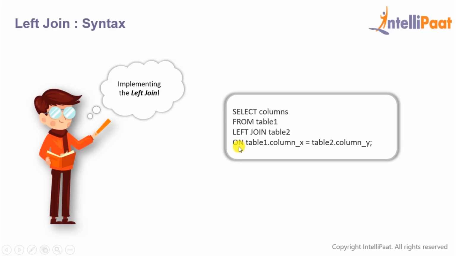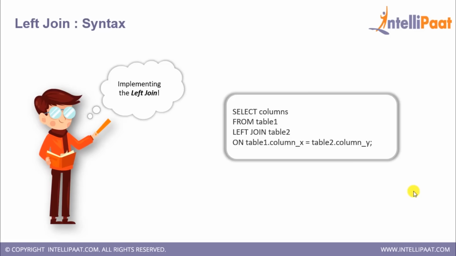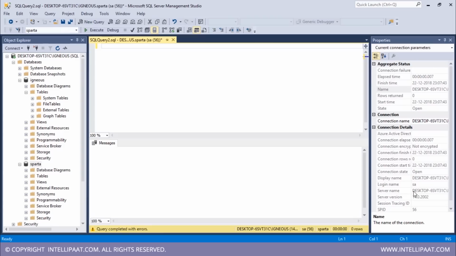So this on keyword tells SQL that this left join needs to be done on some condition, and that condition would be values from column X of table 1 should be equal to values from column Y of table 2. So let's implement this left join on the employee table and the department table. Before I implement the left join, let me actually have a glance at both of the tables.